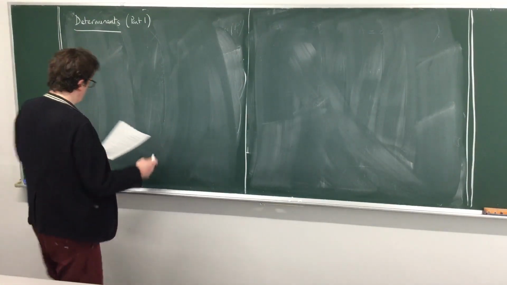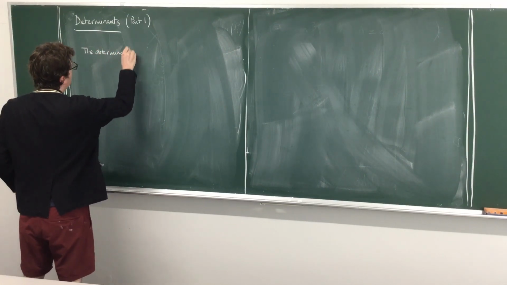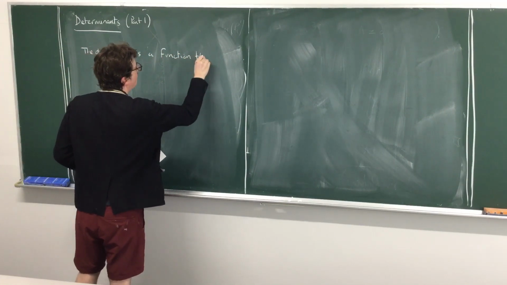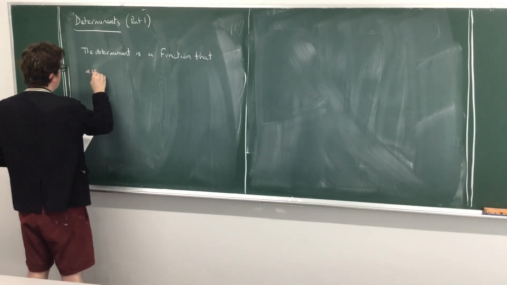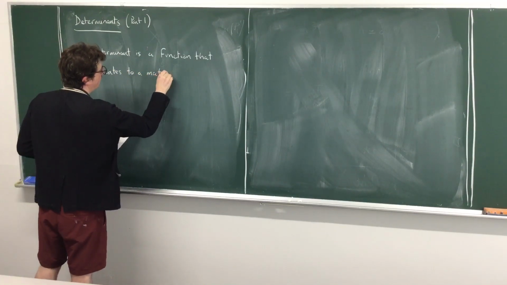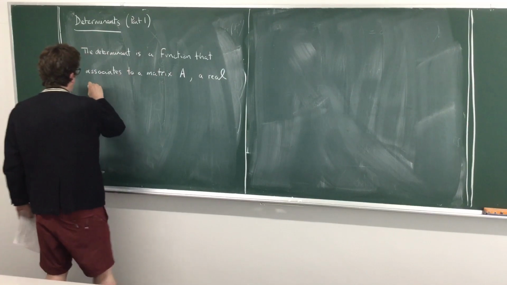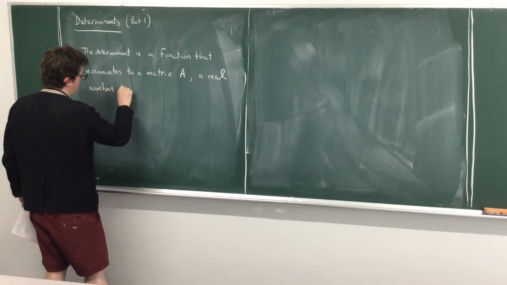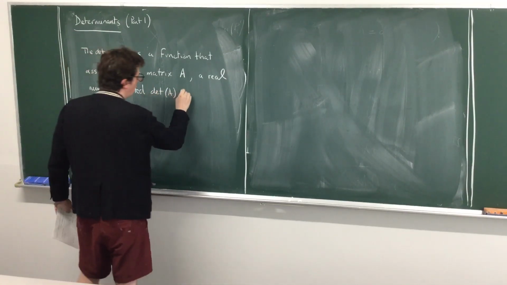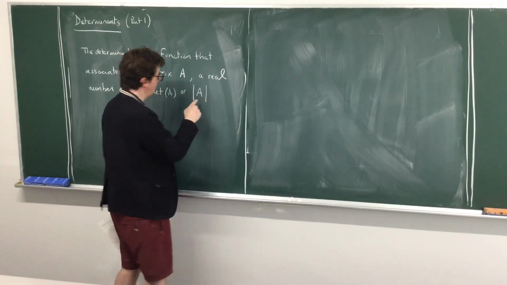What is a determinant? So the determinant is a function that associates to a matrix A a real number, denoted det of A, or you will use vertical bars and inside you will put the entries of the matrix A.